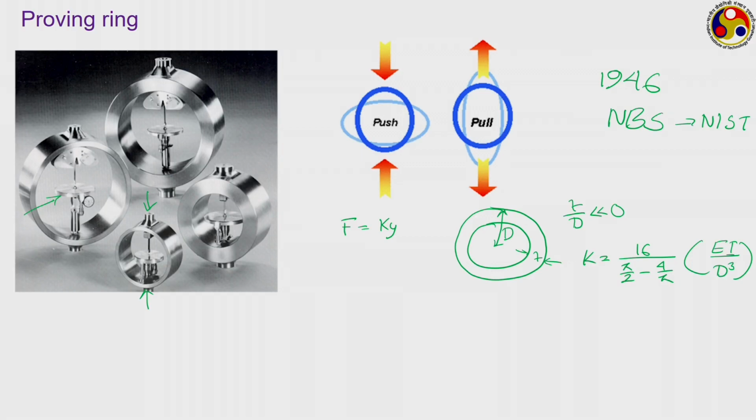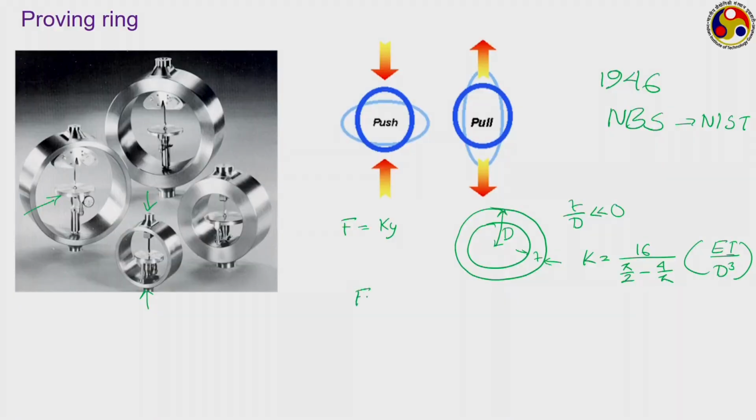Now, it has been proved by Timoshenko and a few others that even if the thickness is a bit significant, we can still keep using this thin ring approximation relation even for thicker rings, without introducing too much error. Even for rings with quite significant thickness, the thin ring approximation is generally found to provide less than 2% error, and that is why we are going to continue with this relation. So, if you continue with this, then the expression for your force is going to be 16 upon (pi by 2 minus 4 upon pi) into EI by d cube into y.